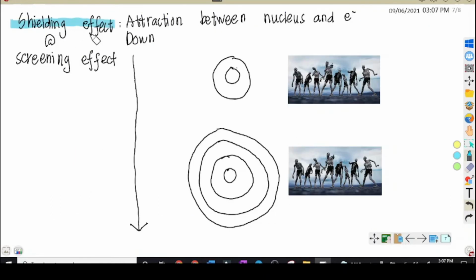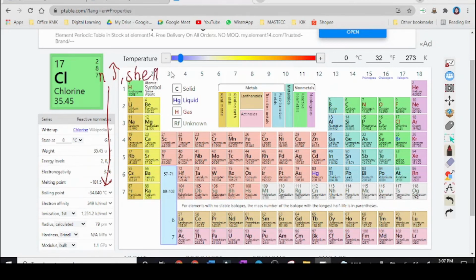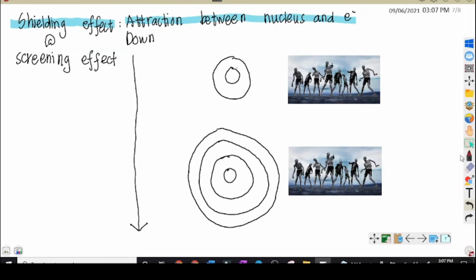Shielding effect or screening effect. We usually use the term shielding effect for manipulation. It is the attraction between nucleus and electron. So we're going to discuss shielding effect based on the trend of going down the group. As I mentioned before, when going down the group, your n increases, hence your shell will become larger or bigger, right? So I'll just draw this for example.